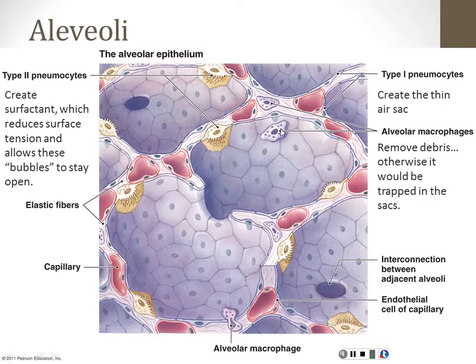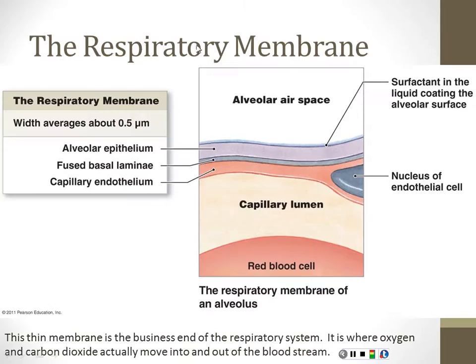Okay, so close-up view of the alveoli. Now I want to bring your attention back to this spot right here. Capillary wall cell, type 1 pneumocyte, thin membrane in between. That is what we call the respiratory membrane. And it is across the respiratory membrane that oxygen and carbon dioxide move. So if you have a problem with the respiratory membrane, you're going to have a problem with oxygen getting into the blood and carbon dioxide getting out.